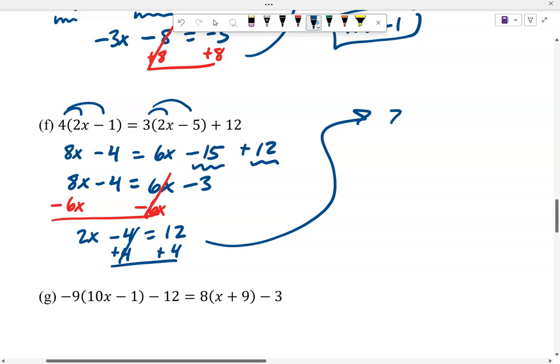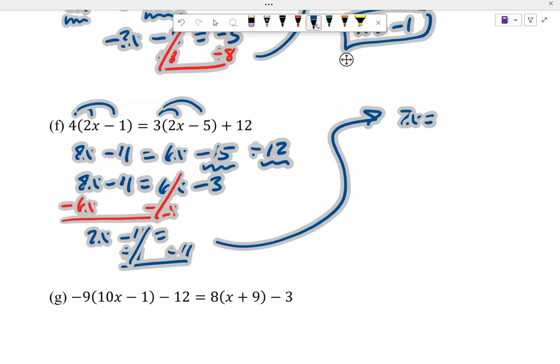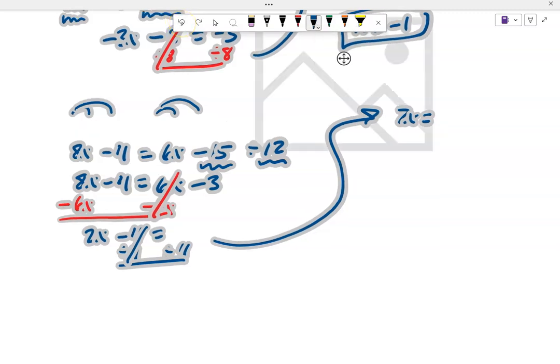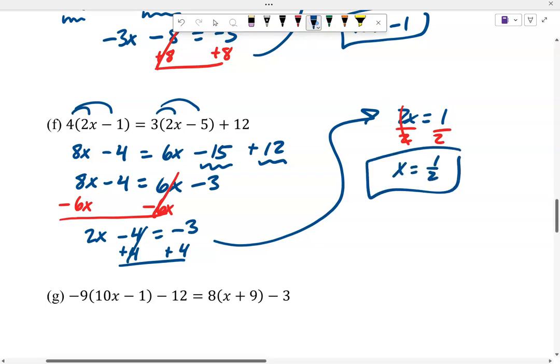Let me go over here. So I got, how did that negative 3 become a 12? Sorry, that's a negative 3. Negative 3 plus 4 is a 1, sorry about that. And then at the end, I got 2x equals 1, so now we're going to divide by 2 here. So we got x being a half.